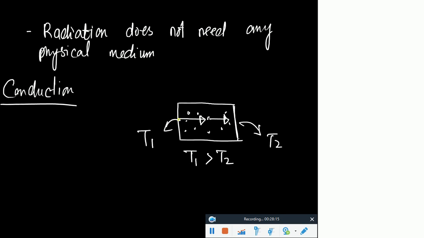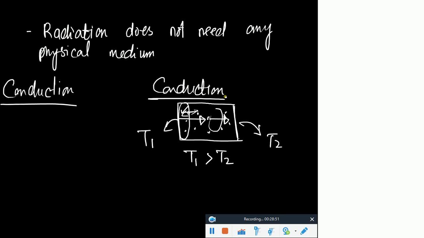Obviously this temperature is greater, so the vibrational or kinetic energy of these molecules would be larger than that for these molecules. Due to that, these molecules get excited and they oscillate with larger amplitude, right? And then during their oscillation they collide with the other molecules, and as a result of that collision they transfer their kinetic energy to the other molecules, and that's how heat is transferred in conduction. So you can say this is the mechanism for conduction.